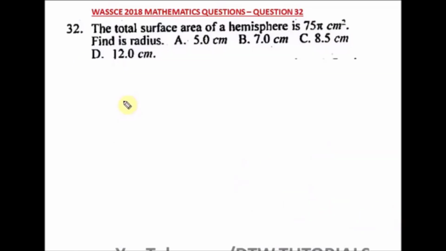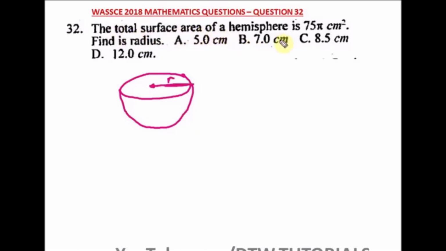Question 32 of the WASSCE 2018 mathematics past question, that's your WAEC exam, says the total surface area of a hemisphere is 75 pi centimeter square. Find its radius. Okay, so we have a hemisphere here with radius r. So we have to find the total surface area.